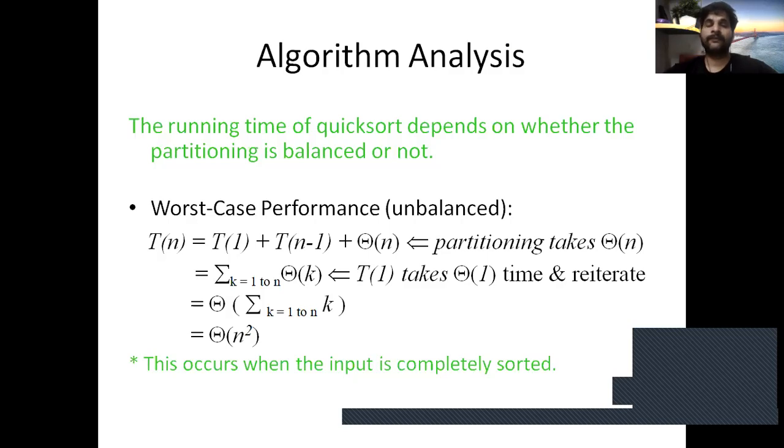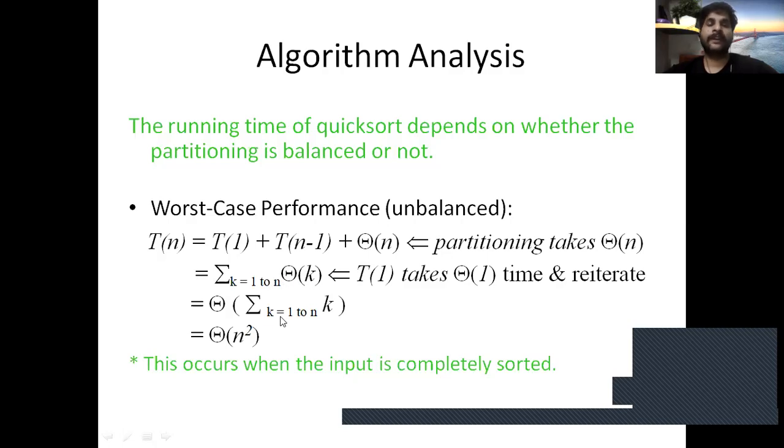If the n number of elements are divided in this way, one element is extracted from the n elements, so one branch is 1 and the second branch is n minus 1. Next, n minus 1 branch is extracted, the left subarray equal to T(n minus 2). So this is the longest path, and the longest path time complexity equals the sum for k equal to 1 to n of theta of k.